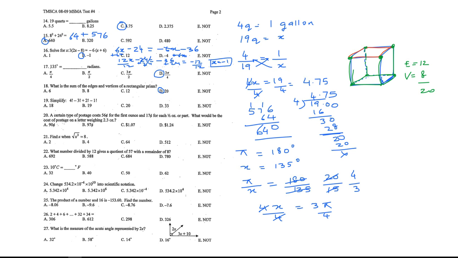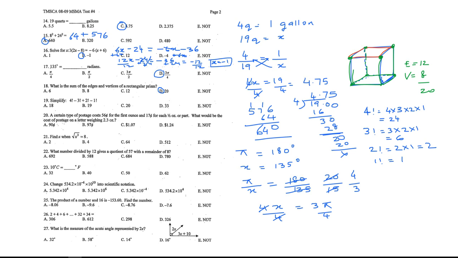Question number 19. Simplify 4 factorial minus 3 factorial plus 2 factorial minus 1 factorial. So 4 factorial is 4 times 3 times 2 times 1. So this is 12 times 2, which is 24. 3 factorial is 3 times 2 times 1, so that's equal to 6. And 2 factorial is 2 times 1, which is simply 2. And 1 factorial is 1.